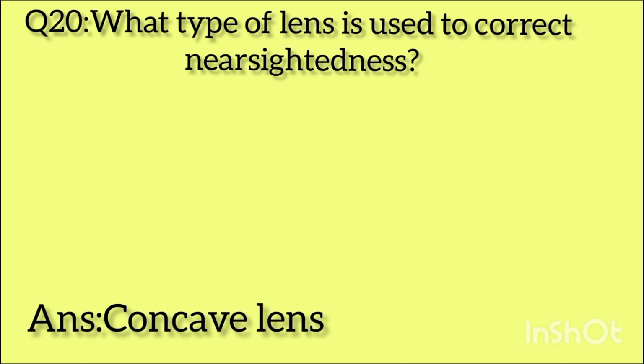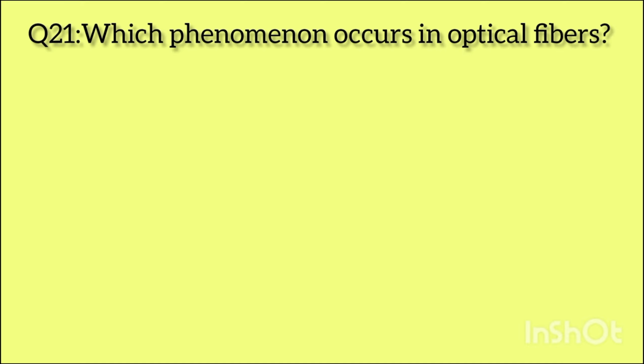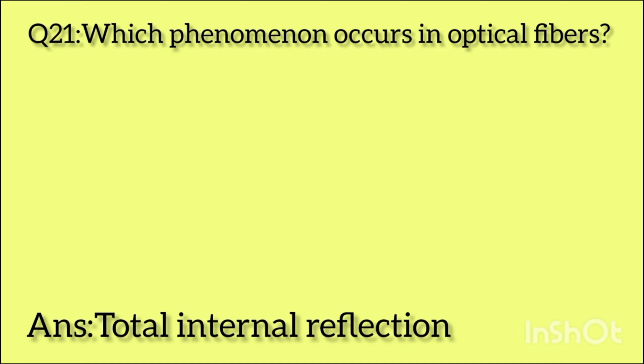Question 20. What type of lens is used to correct nearsightedness? Answer: concave lens. Question 21. Which phenomenon occurs in optical fibers? Answer: total internal reflection.